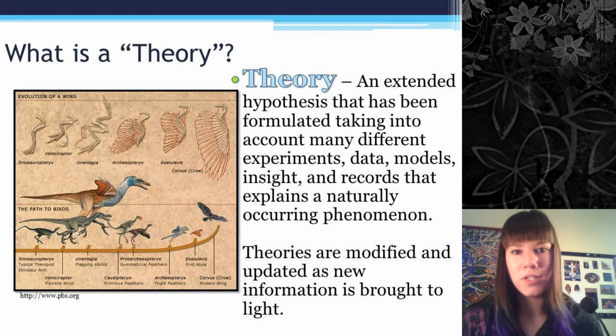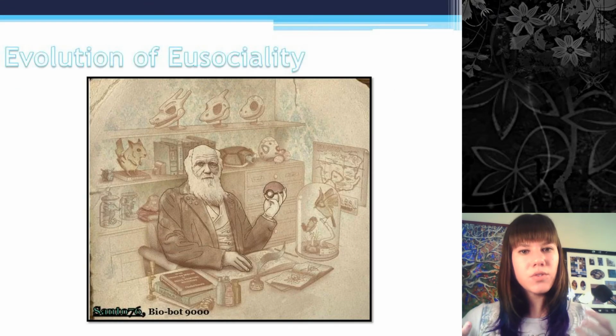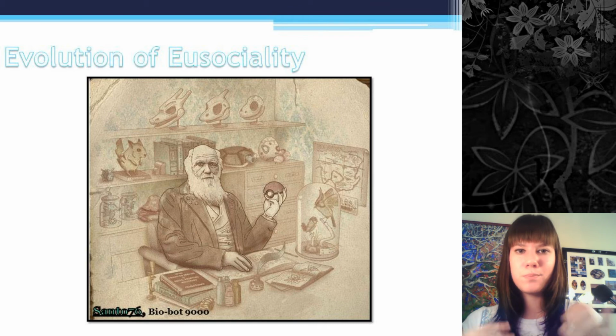And now we're going to move on to kin selection theory. Eusociality as a biological concept confused a lot of scientists for quite a long time, and in fact, scientists are still arguing about how this behavior evolved.